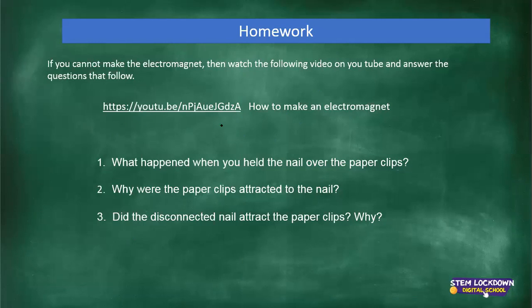I'm going to give you some time to copy it down, and then you can copy these questions down as well. What happens when you hold the nail over the paper clip? Why were the paper clips attracted to the nail? And does the disconnected nail attract the paper clips, and why? So when you disconnected the nail or put the switch off, did it attract the paper clips or the iron filings? And then give a reason why.